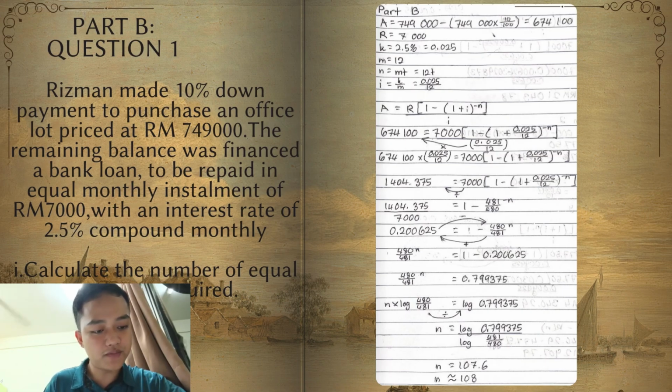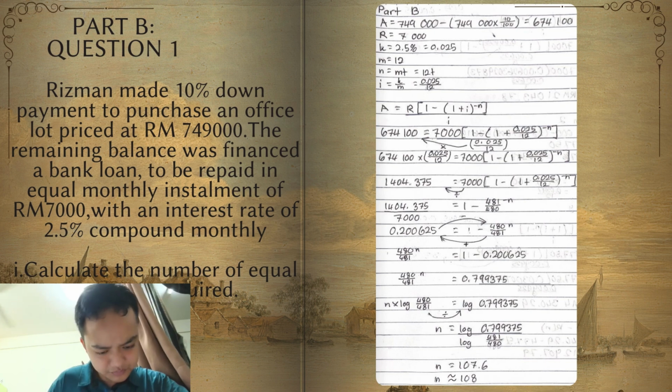0.200625, and at the same time, on the right, I solve the bracket and I get 1 minus 418 over 481 to the power negative n. And this n, I want to change to positive. So I must change 481 over 418 to 418 over 481. After that, I move 0.218.